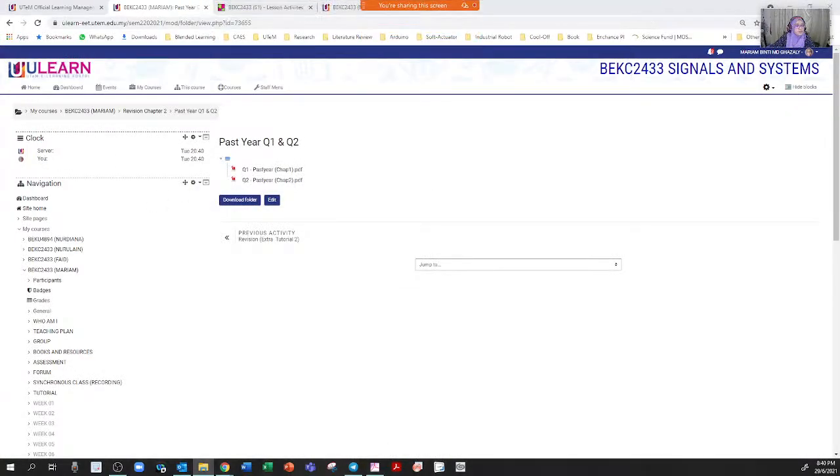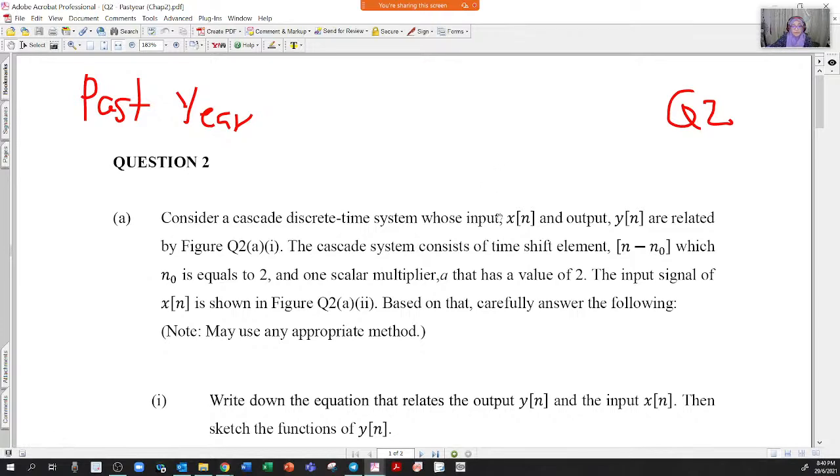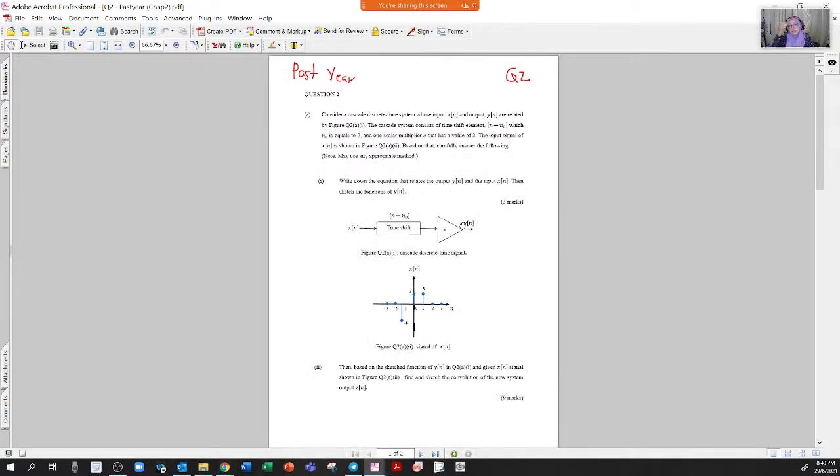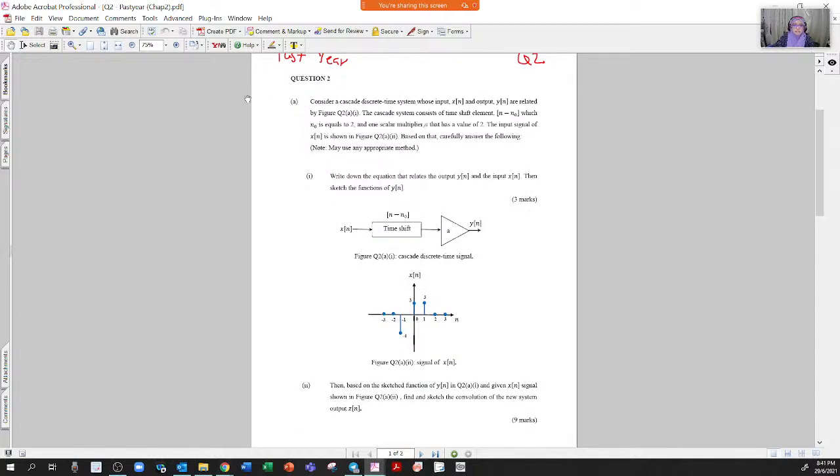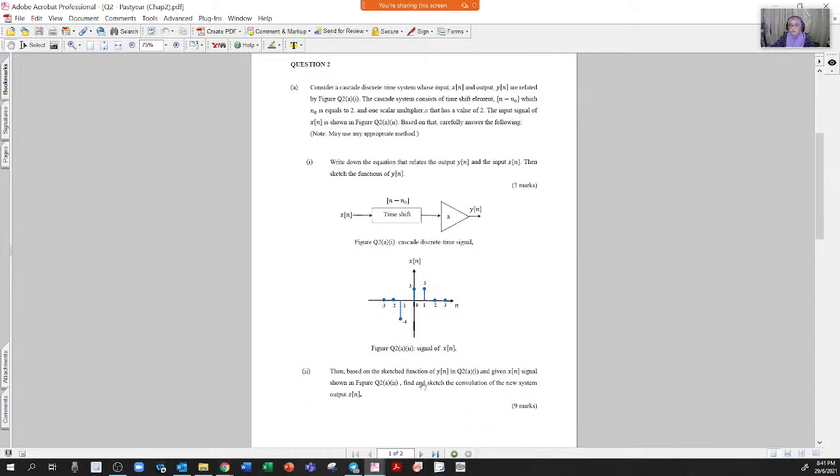If you go to the question 2 part of the past year questions, question 2 will cover convolution. It is either convolution integral or convolution sum. In this case, you can directly see that question A is a convolution sum because it is n. N means discrete time, so it is automatically convolution sum. You can go through the question and see how it looks.